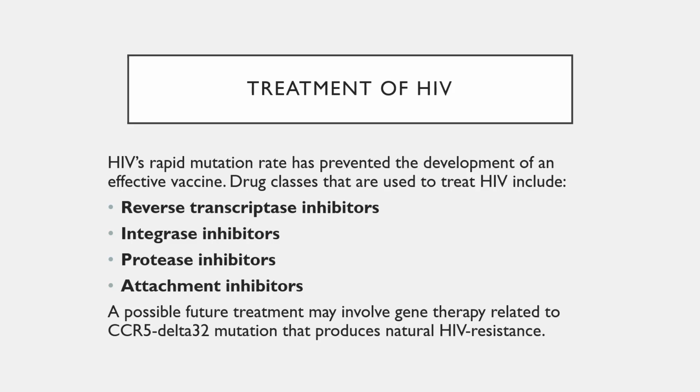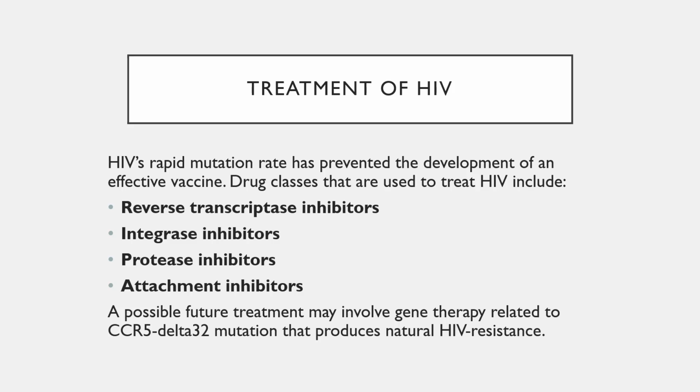There's also an interest in a possible future treatment involving a gene therapy approach that relies upon a naturally occurring mutation called CCR5 delta 32. A very small percentage of people around the world have a mutation called CCR5 delta 32 in the receptors on their T cells, which makes them resistant and incompatible with the HIV virus and therefore immune to infection.